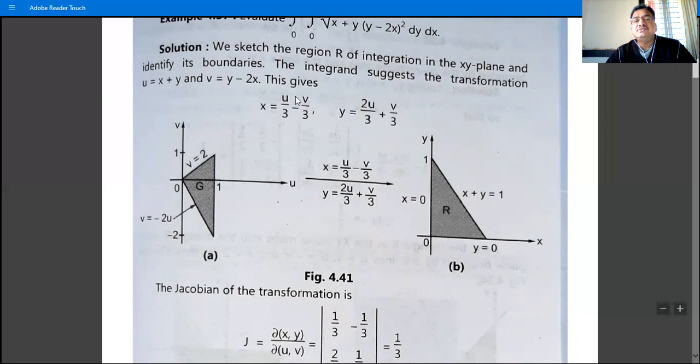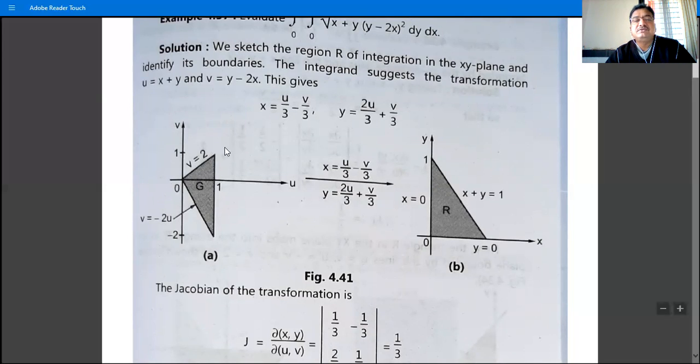Then x is equal to 0 means this is equal to 0. Dividing by 3, u minus v is equal to 0. That is u is equal to v. So this is the line u is equal to v. Correction: this is not v is equal to 2, this is the line u is equal to v. So this is the x is equal to 0 line converted to u is equal to v.